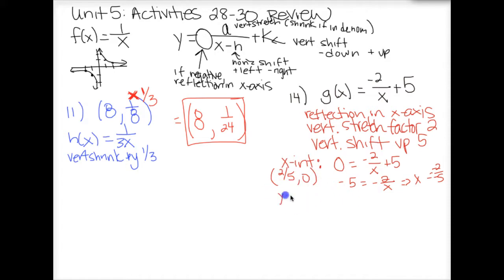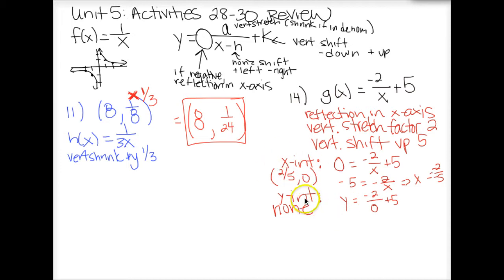To find a y-intercept, I plug in 0 for x. So y equals -2 over 0 plus 5. We're not allowed to divide by 0. That's a big no-no. That makes it undefined. So that is why we say there is no y-intercept in this case, because I am unable mathematically to simplify this when I'm trying to solve. So those are my intercepts.